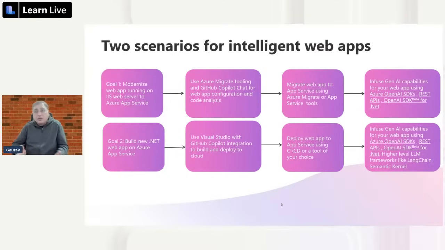The goal number one: modernize a web application running on IIS web server, use migration tooling to migrate my web application. And once I've done the migration, how do I introduce generative AI capabilities? The second goal is that I am building a modern .NET web application. And again, how do I introduce more advanced concepts like vector caching, and how do I integrate the OpenAI SDK onto my modern .NET web application?